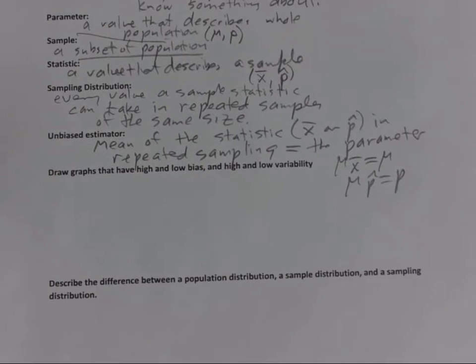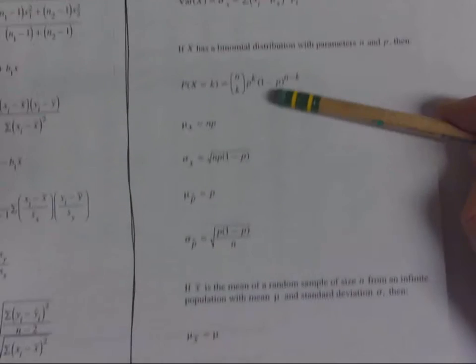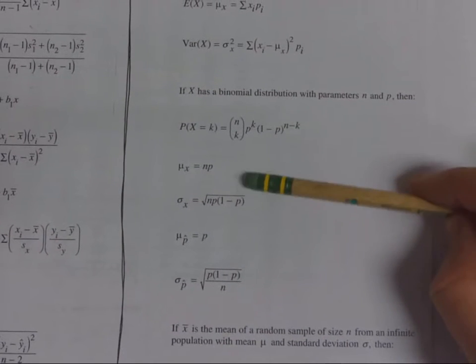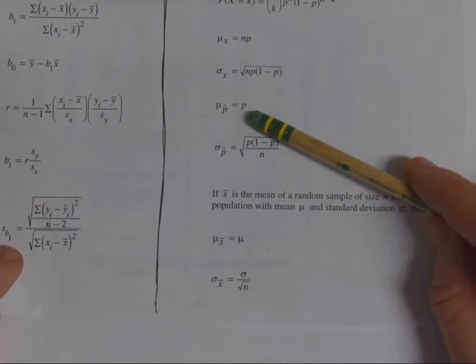As a matter of fact, I'll go ahead and show it to you. On your formula sheet, here are the formulas for this chapter. Of course, this is going back to binomial in that last chapter we did, chapter 6. But notice the mean of the p hats is equal to p.